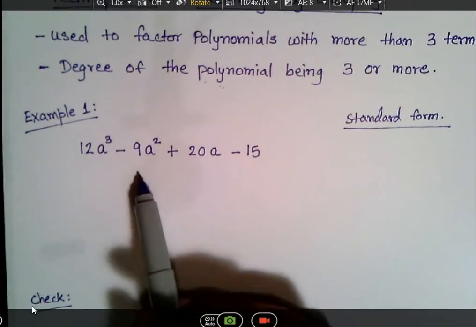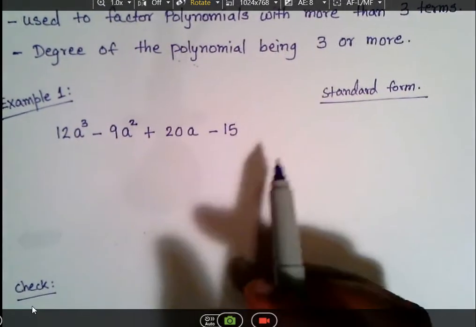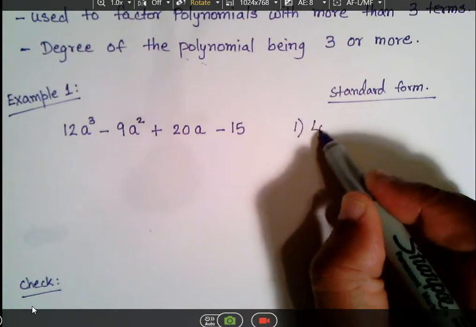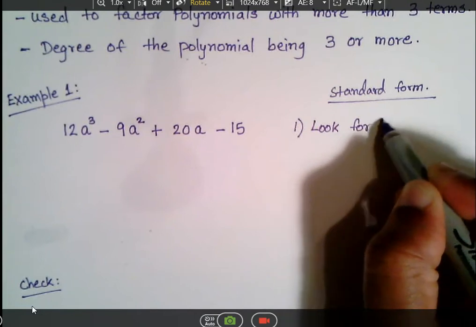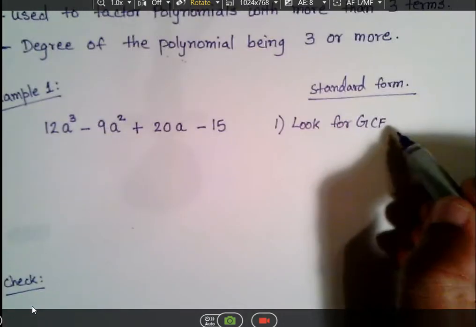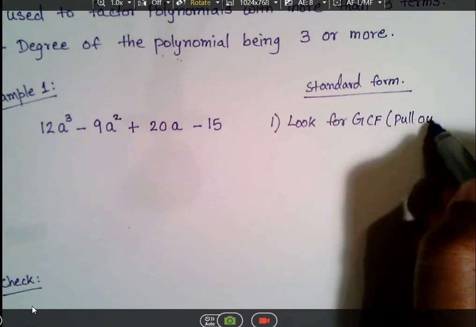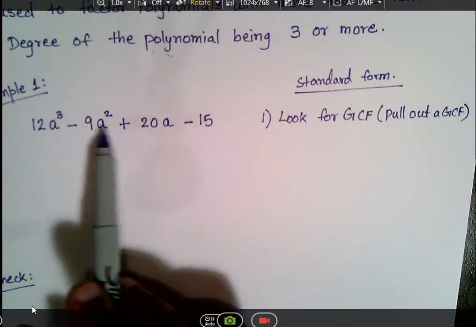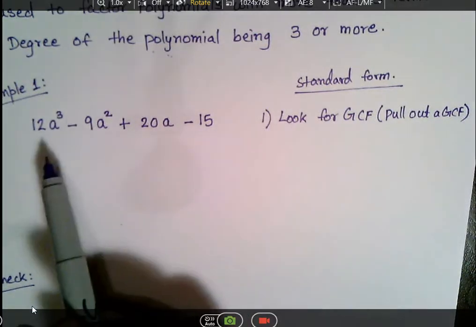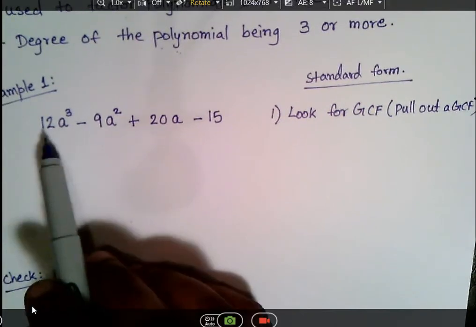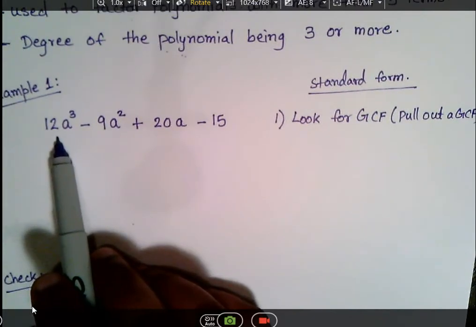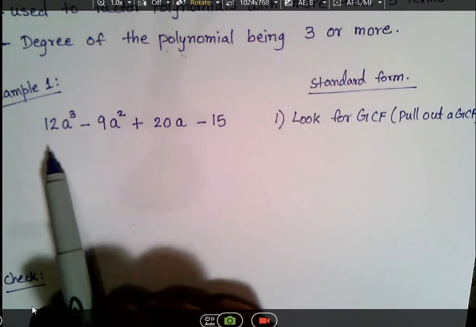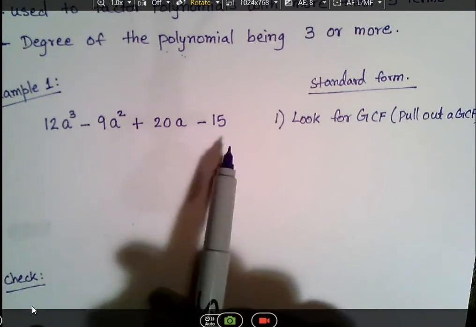After having done that, the first step to any factoring problem is technique 1, which is to look for a GCF. If you have one, pull it out. So I want to first look for a GCF between all these 4 terms. Let's take a look. My numbers are 12, 9, 20 and 15. There is no greatest common factor between all these 4 numbers.